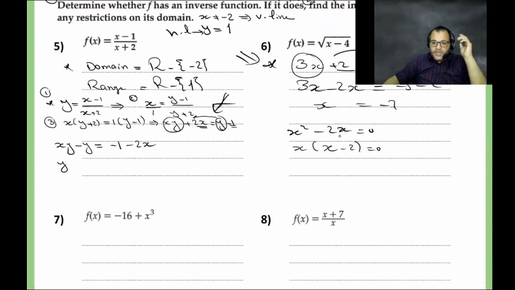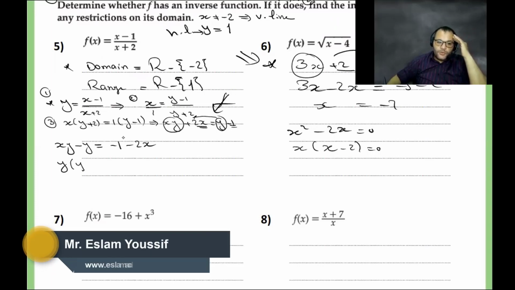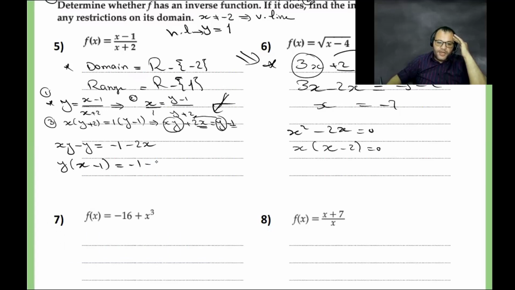Just take x as a common factor. Sir, now I'm taking y as a common factor. So it will be x minus 1 equals negative 1 minus 2x. I'll rearrange it: write x first, then negative 2x minus 1. Now we find that y.